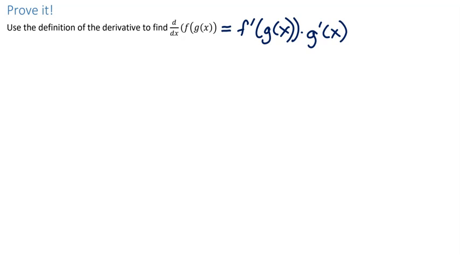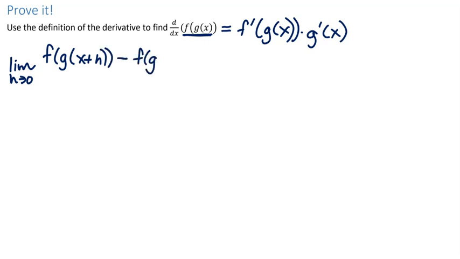And I don't know that I would have spotted this without knowing in advance what I think the chain rule should be. So to set up our limit definition, we have to realize that our function in this case is f of g of x. So we need to take the limit as h goes to 0 of f of g of x plus h minus f of g of x all over h. So that's our usual difference quotient setup.